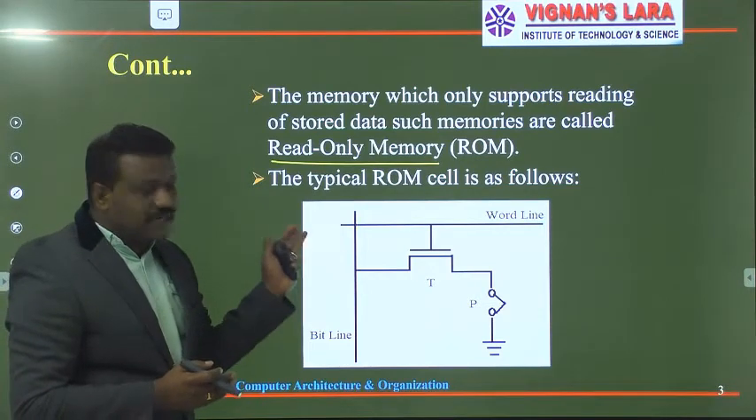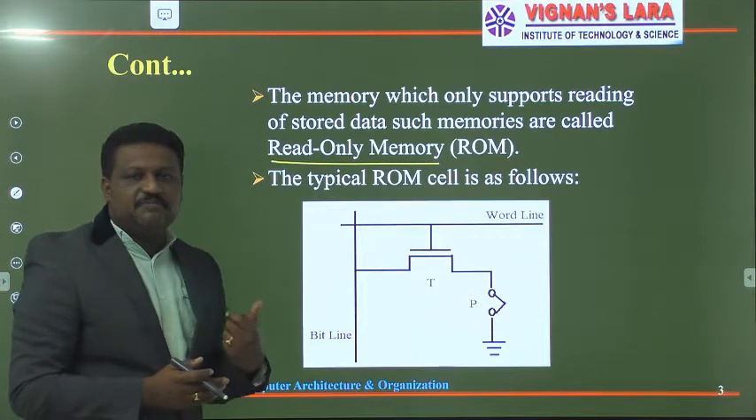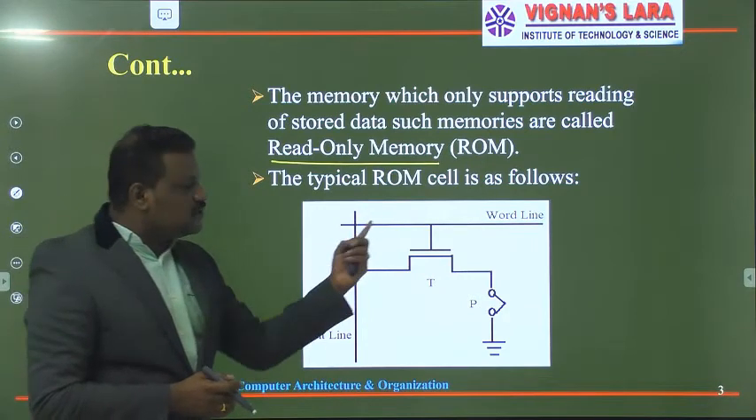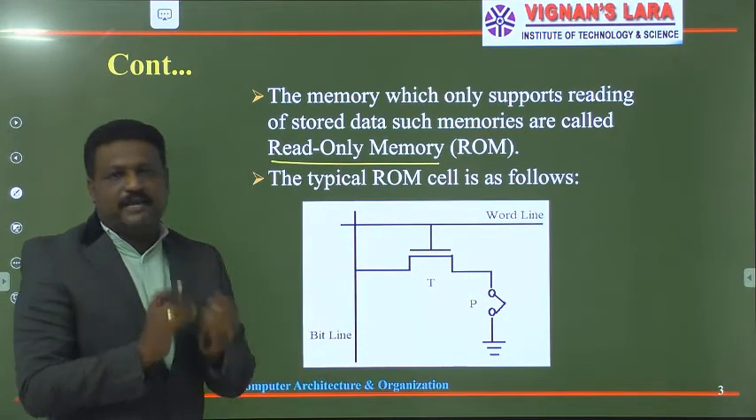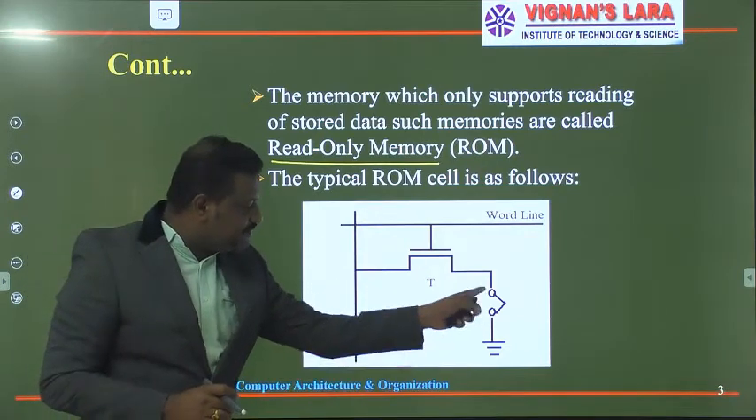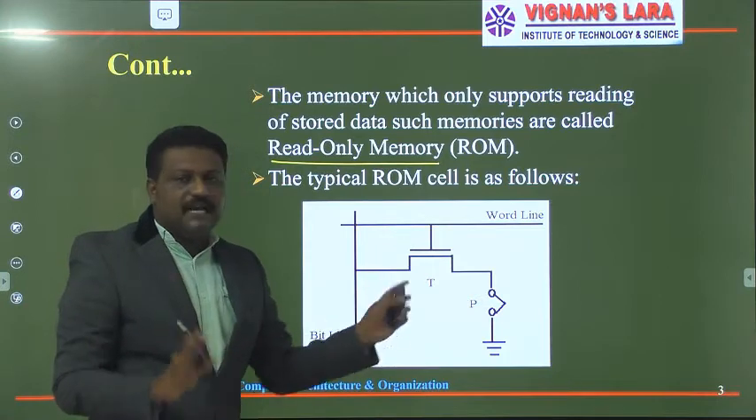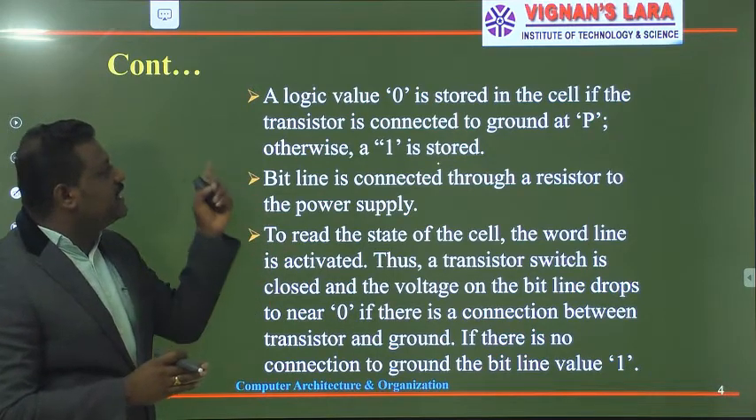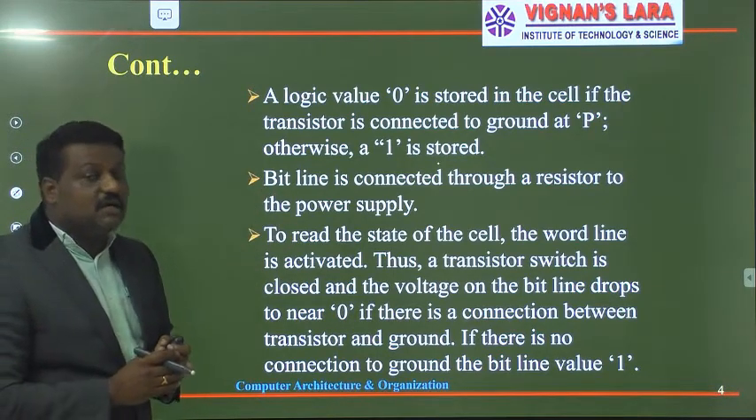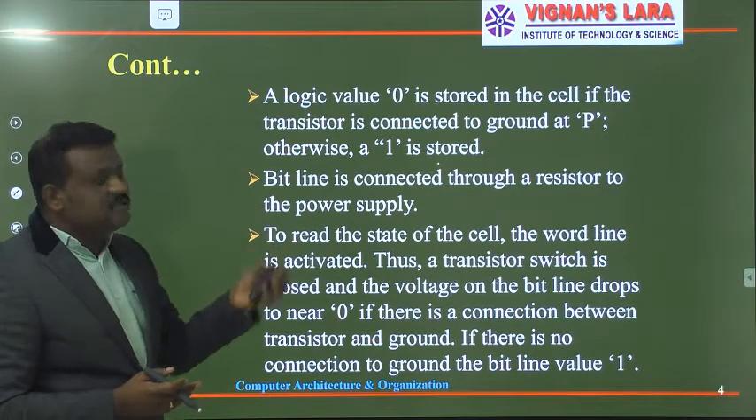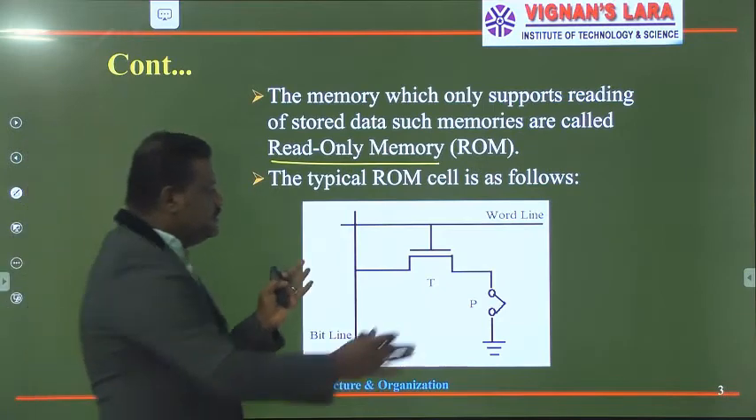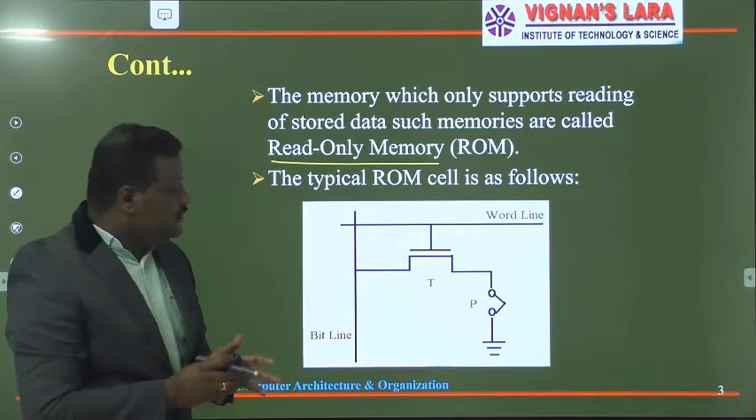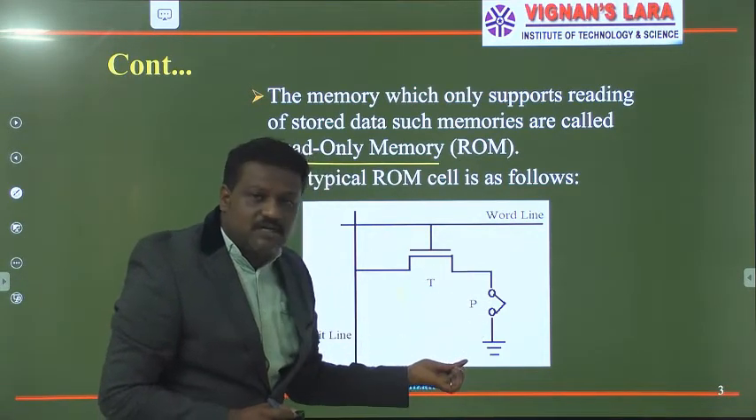If I want to write something onto this, or read something from this, how can I do these read as well as write operations? That we will go and discuss. Here there are two lines, one is the bit line and the second one is the word line. You observe this, the other end of this P is connected to ground, and here we have a MOS transistor. Logic value 0 is stored in the cell if the transistor is connected to ground at the point P. Otherwise, 1 is stored. So this memory cell can hold logic zero. When does it happen? When this P connection is connected to ground.